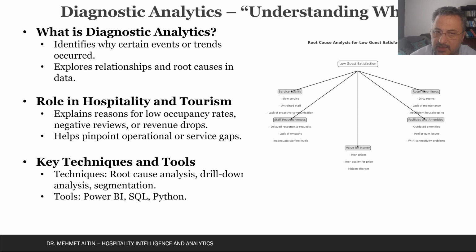Once again, some of the techniques we are going to use, not the only techniques, are root cause analysis, which identifies specific factors leading to a problem, often visualized through fishbone diagrams, like the example there, and drill down analysis, breaking down data to explore more specific causes. For example, looking at guest reviews by department or certain time periods to see if there are any changes. Segmentation is another one, dividing data into meaningful groups, such as customer types or regions, to understand performance variations.